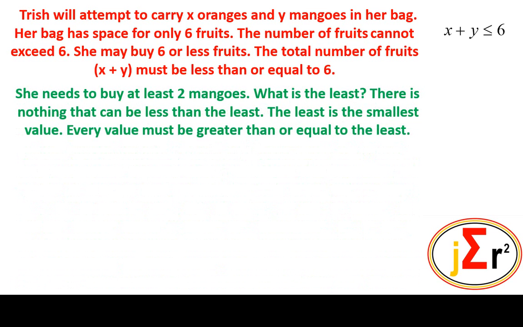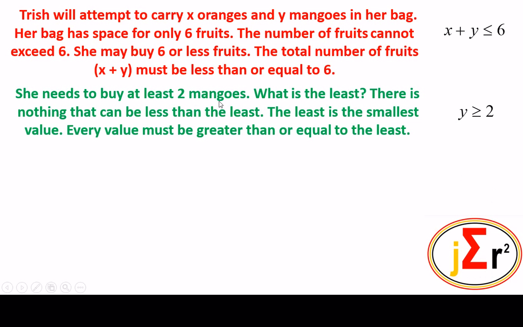She needs to buy at least 2 mangoes. What is the least? There is nothing that can be less than the least. The least is the smallest value. Every value must be greater than the least or equal to the least. Or we may say, every value must be greater than or equal to the least.